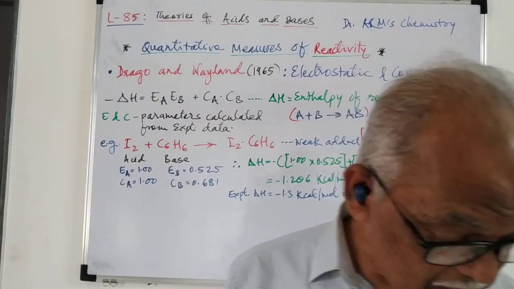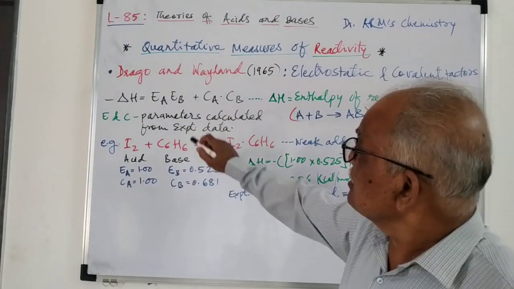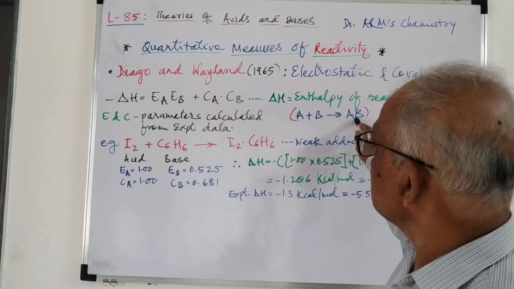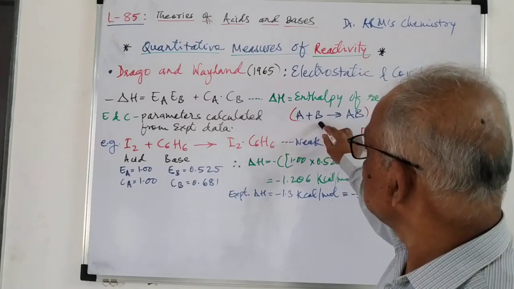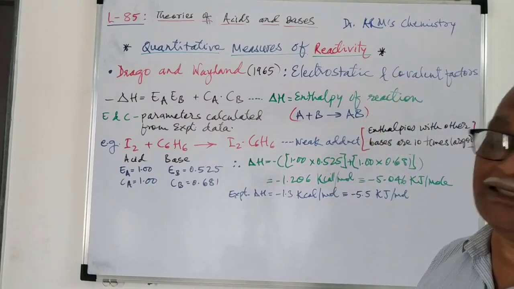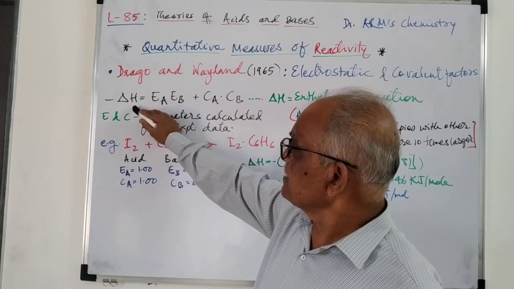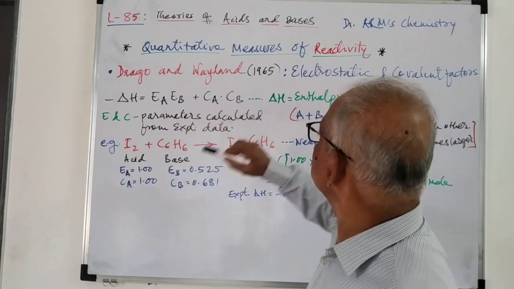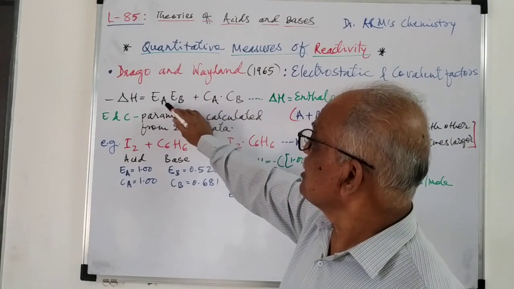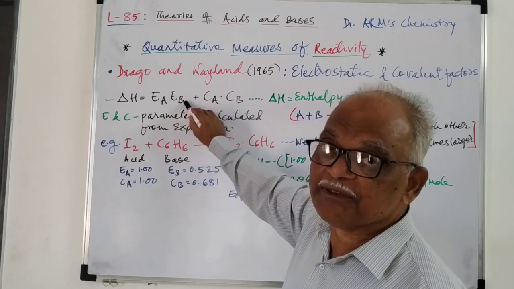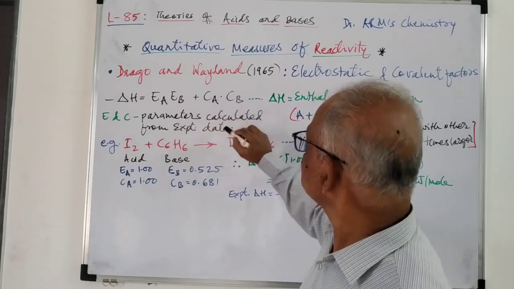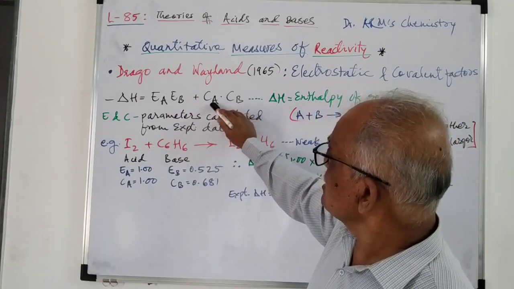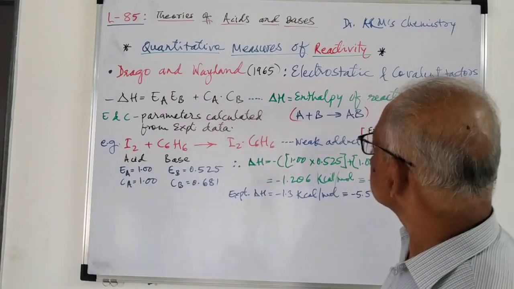So quantitative measurement can be done on the basis of this enthalpy change. For this purpose, we can consider a simple reaction, A plus B gives AB. Here A is Lewis acid, B is Lewis base, and AB is the adduct. So this delta H has a negative value. E is the electrostatic factor: EA for Lewis acid, EB for Lewis base, and C is the covalent factor: CA for Lewis acid, CB for Lewis base.